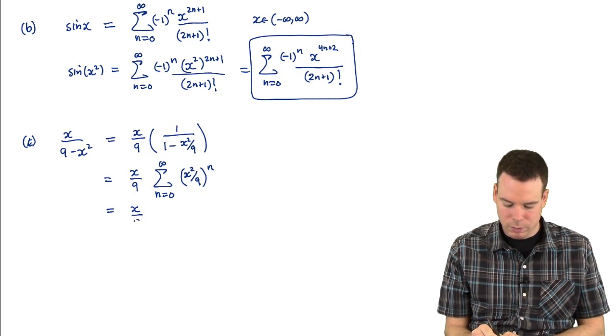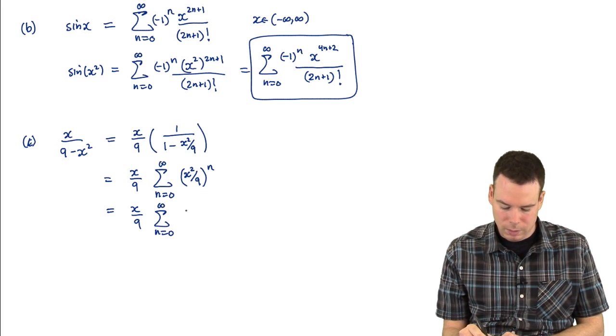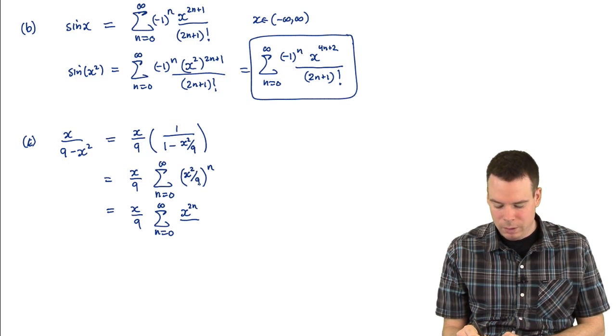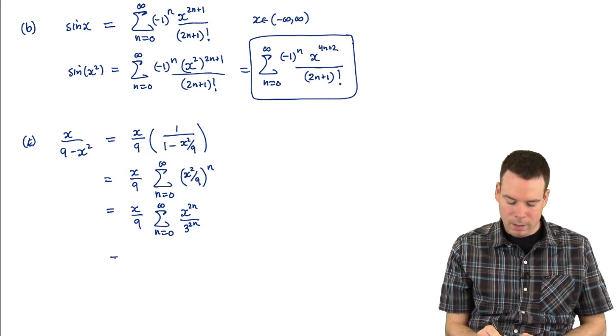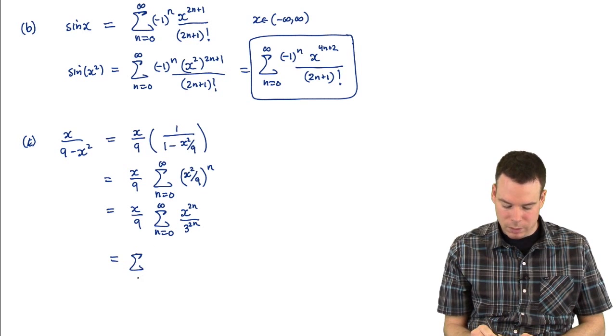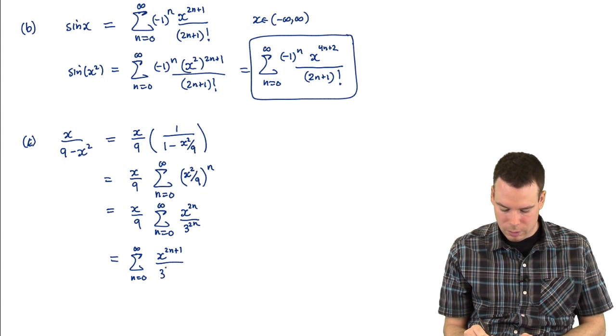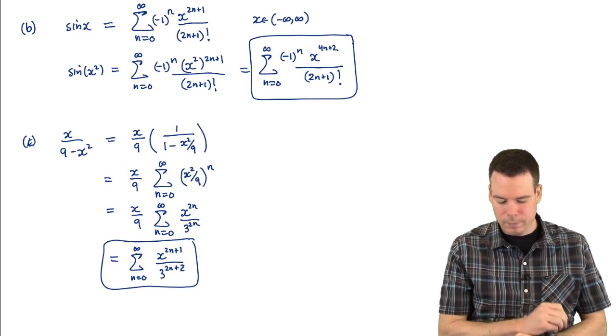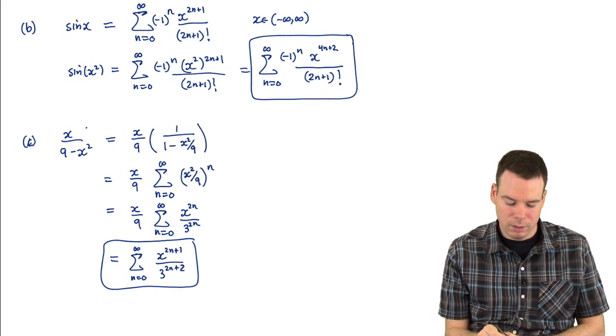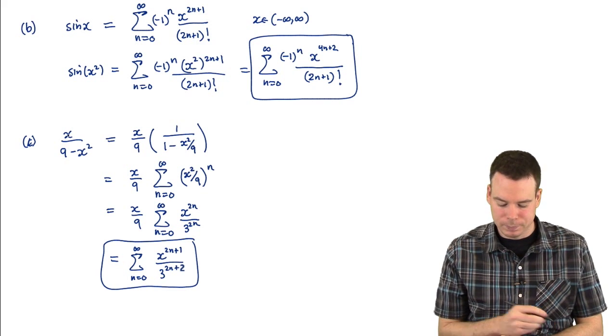So this is x over 9, sum, n equals 0 to infinity, of x to the 2n over 9. 9 is 3 squared, so I could write that as 3 to the 2n if I wanted. Now I can multiply x over 9 in, and I get x to the 2n plus 1 over 3 to the 2n plus 2. And so there is our expansion for x over 9 minus x squared.